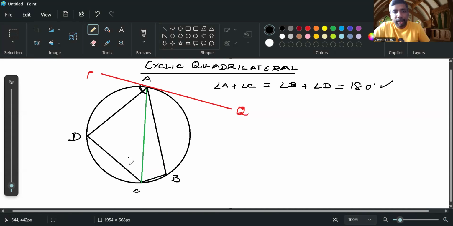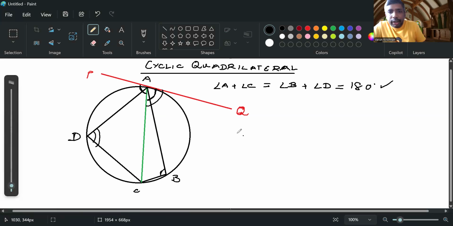So angle PAC will be equal to angle ABC. This is an angle subtended by the same chord AC in the opposite segment of the circle. Similarly, angle QAC is also an angle formed by the chord AC and the tangent PQ at the point of contact A. So this angle will be equal to any angle which is subtended by the same chord AC on the alternate segment of the circle. So this angle QAC will be equal to angle ADC.